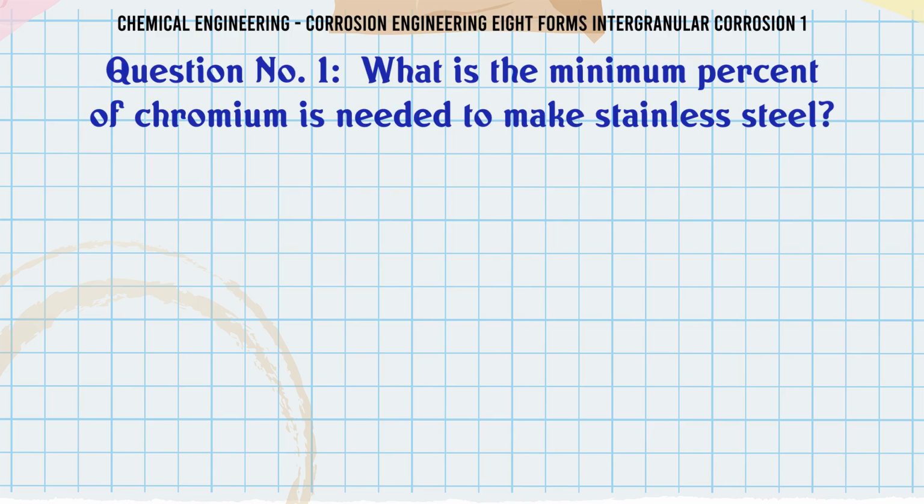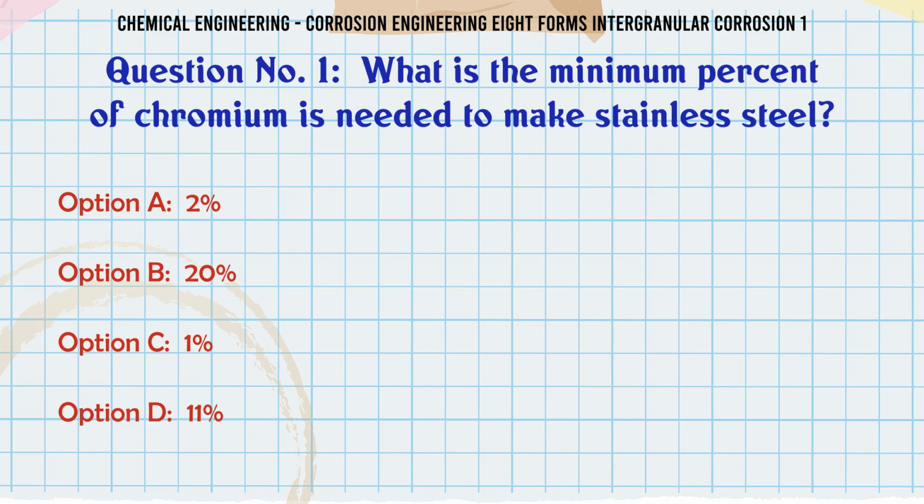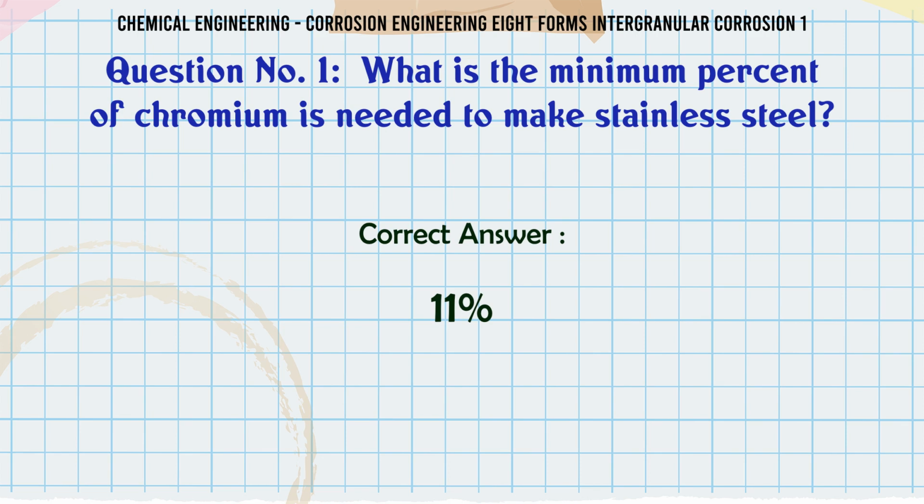What is the minimum percentage of chromium needed to make stainless steel? A. 2, B. 20, C. 1, D. 11. The correct answer is 11.